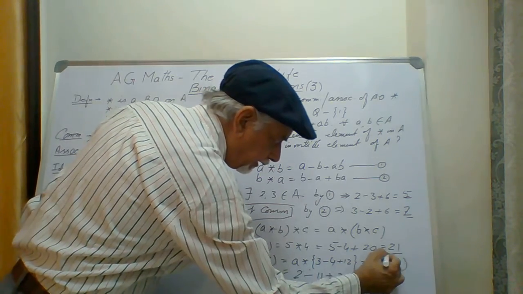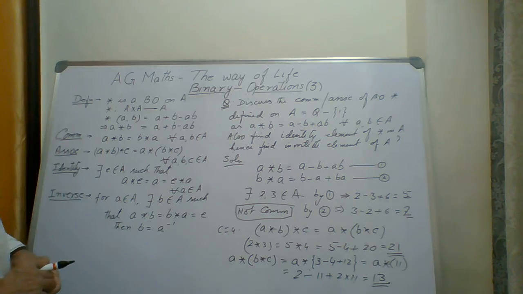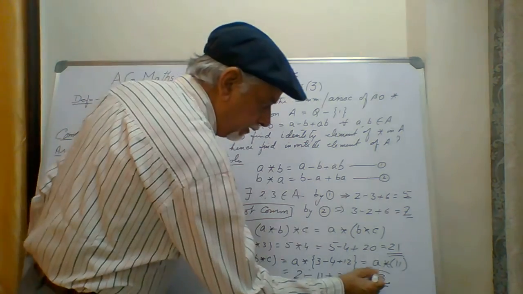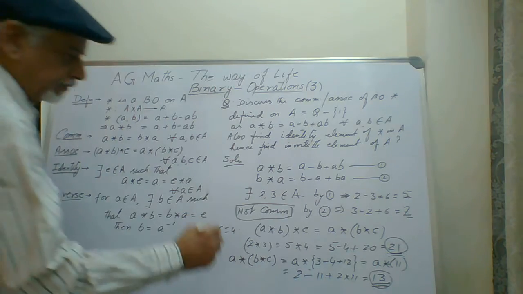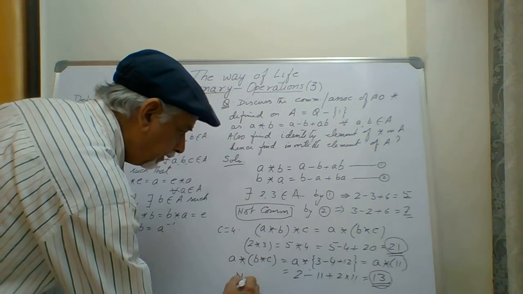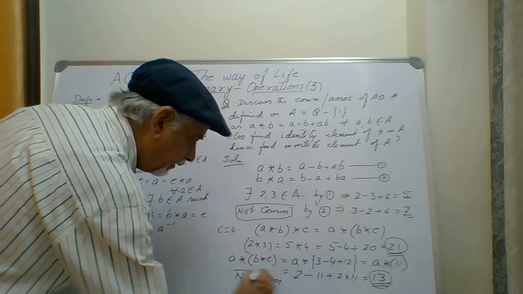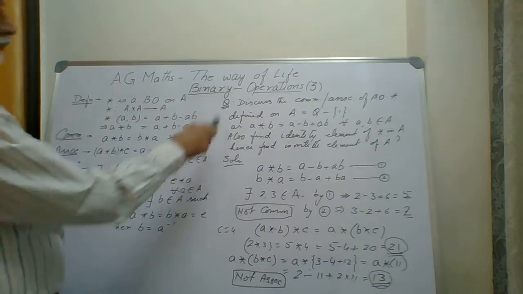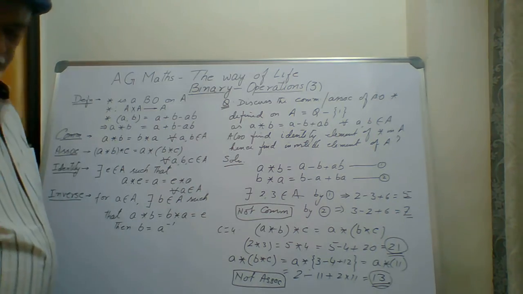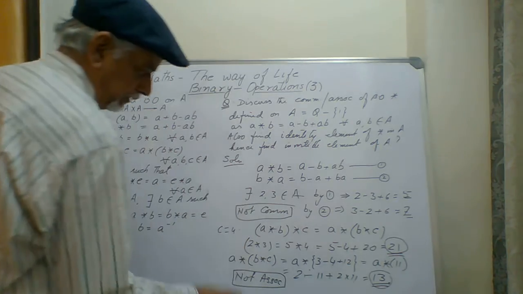Here we are getting 13, here we are getting 21. So one of the values is 13, another value is 21. So this is not associative. So you understood how we check the problem. Now going for the other part. I'll just clean this.